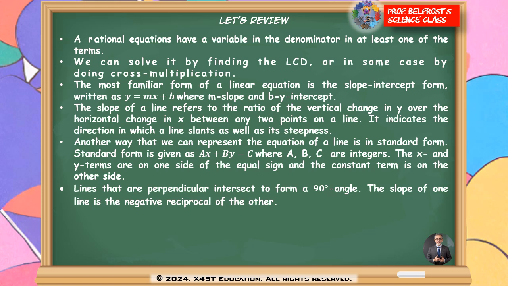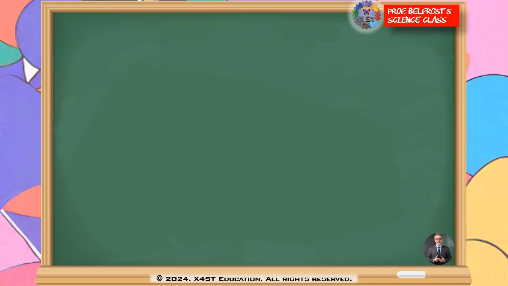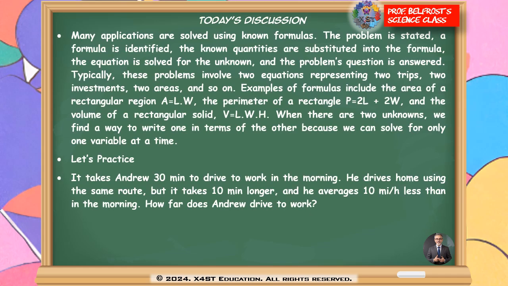Another way that we can represent an equation of a line is by using the standard form. So what is the standard form? Standard form is given as ax plus by equals c, where a, b, and c are integers. Then the x and y terms are on one side of the equal sign, and the constant term is on the other side. Lines that are perpendicular intersect to form a 90-degree angle, and the slope of one line is the negative reciprocal of the other. Okay, that's done for the review, and let's start our discussion today.